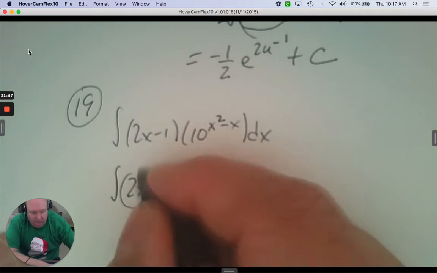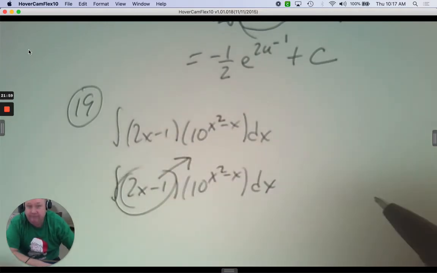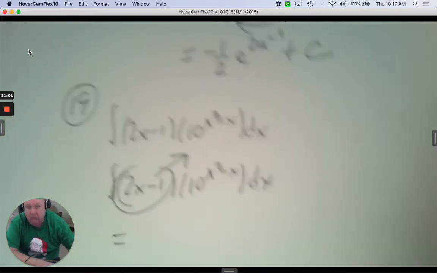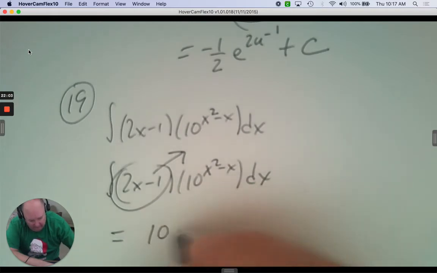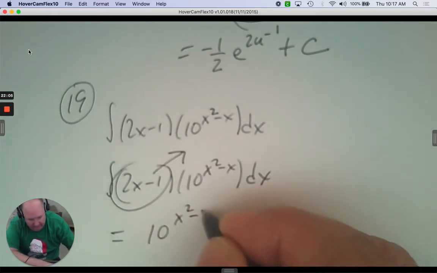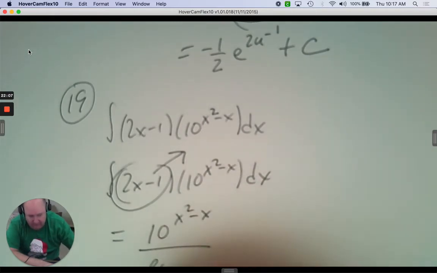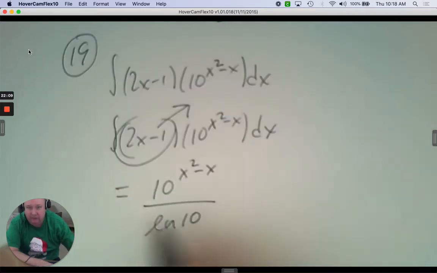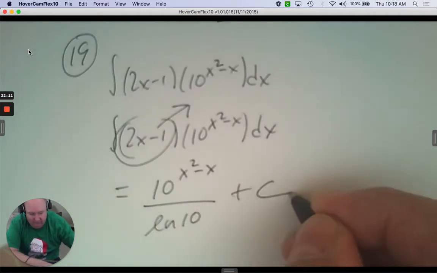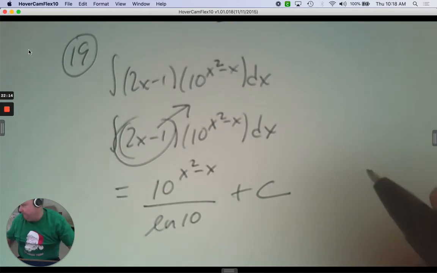Because they match, I unhook it, and then the rule. So the rule is you copy it. The base is not e, so we need to divide by ln of whatever the base is, which is 10, and then don't forget the constant. Number 20.